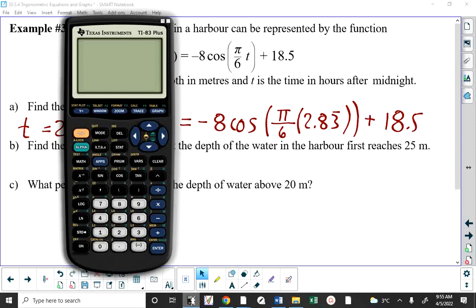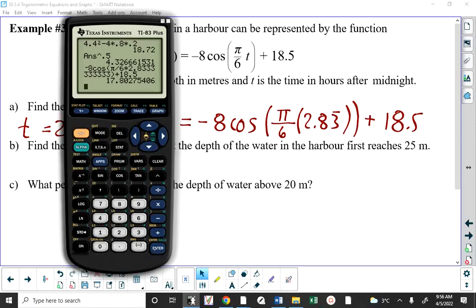So we want to be in radian mode. I think I still am in radian mode, obviously. I say obviously because there's no degree symbol. That's why we want to be in radians. So I can just go to my home screen and enter -8 cos pi divided by 6 times 2.8 with a whole bunch of 3's, close the brackets on that and go plus 18.5. Just double check my entry. I think it looks good. Can you let me know if you were also getting 17.8 meters?